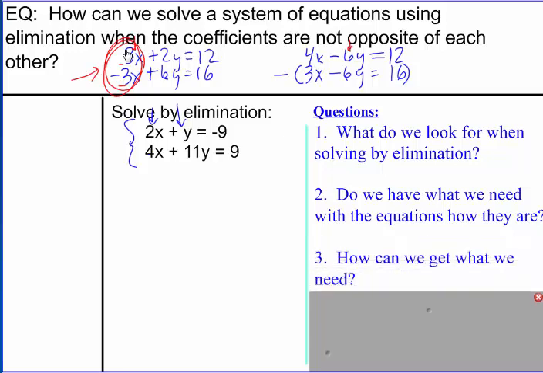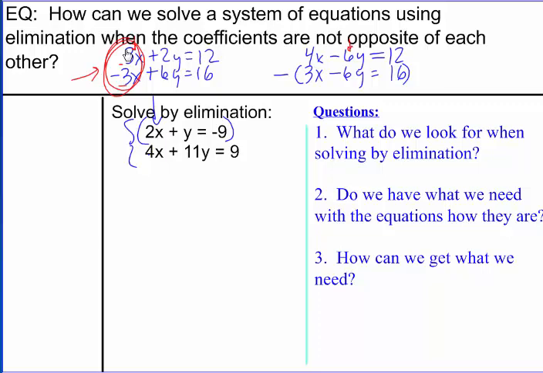Since we don't have what we need, the next question is, how can we get what we need? What can we do to these equations so that we do have numbers that are opposite of each other, so that when we add the equations, they will cancel? The answer to that question is multiply. You can multiply one of the equations. There's a couple of different ways. You have to decide which variable am I going to eliminate. In my case, I would probably try to eliminate the x variable here, but you could eliminate the y variable. Either way, we'd only have to multiply one equation.